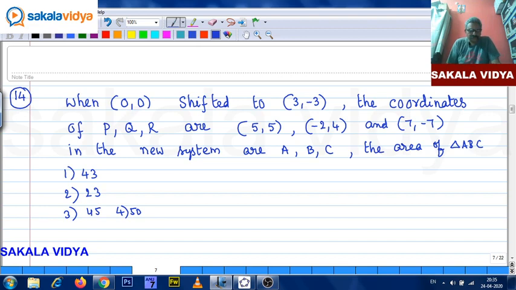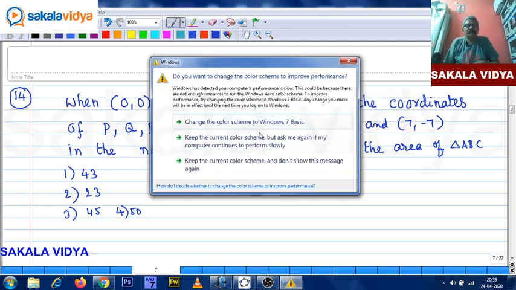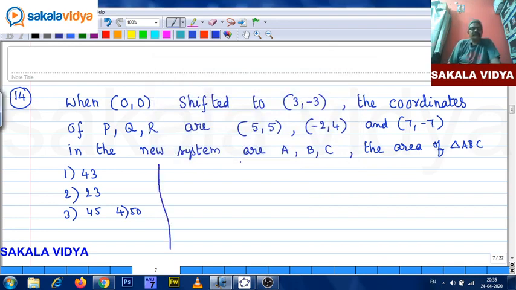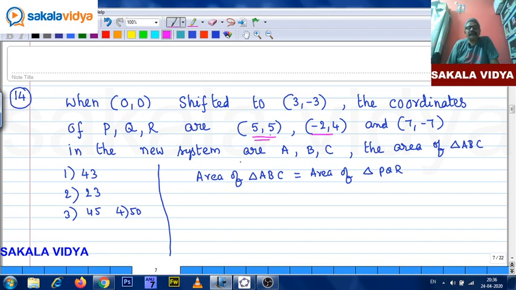So that means here the area of triangle ABC is the same as the area of triangle PQR. Here I will explain one shortcut method. In order to find the area of the triangle from all the points, take the P point, Q point and R point, and subtract 5 comma 5. Subtracting 5 comma 5 from 5 comma 5, that point becomes 0 comma 0. That means one of the vertices becomes the origin.